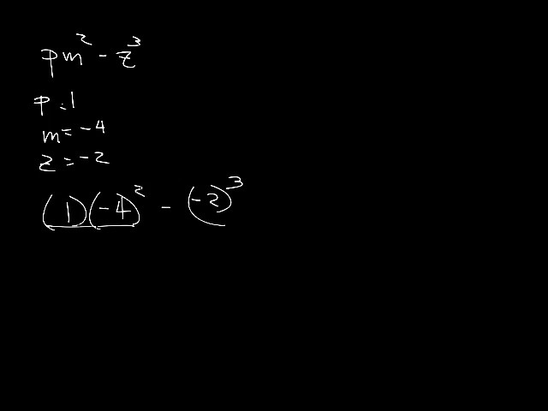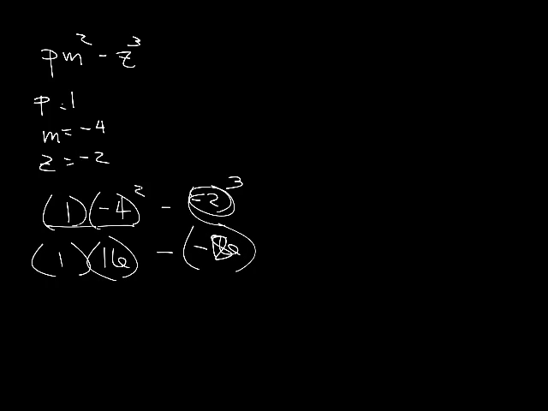So negative 4 times negative 4 is 16 times 1 minus negative 2 times negative 2 is positive 8 times negative 2 is negative 16. I'm sorry, 8. What am I thinking? So 16 plus 8 is 24, and that's my answer. So that's it for lesson 19.